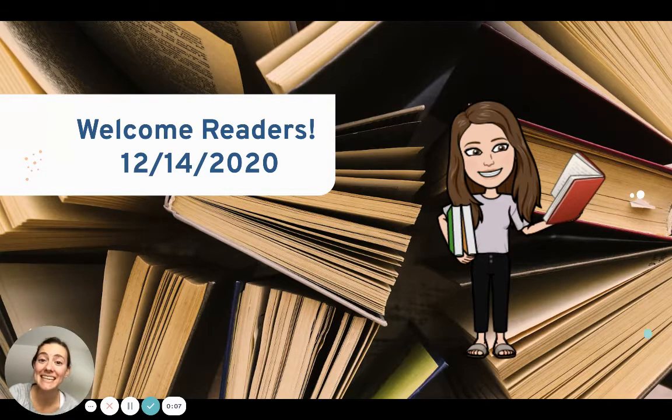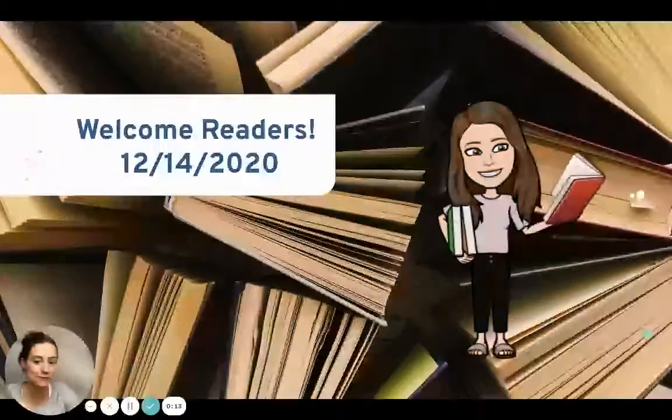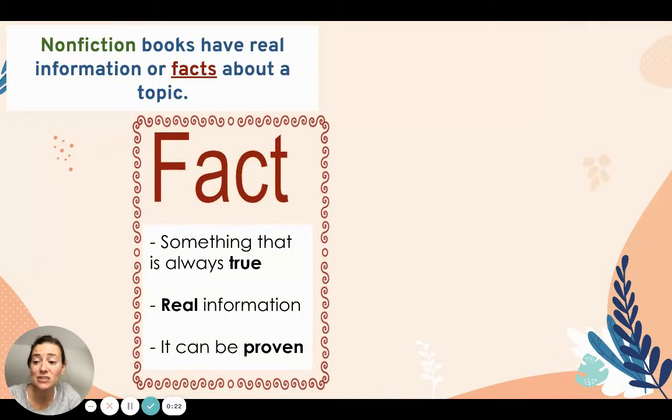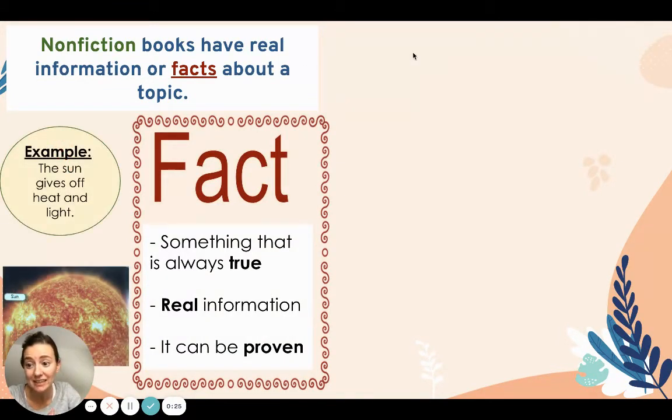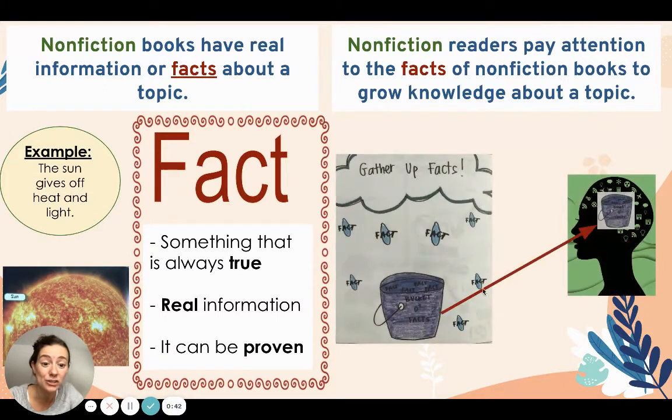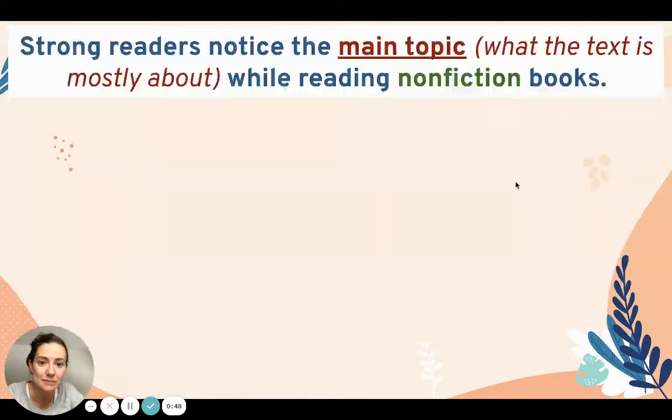Today we are going to continue practicing figuring out the main topic of a nonfiction text and gathering those facts, okay? So let's review. Remember, nonfiction books have real information or facts. A fact is something that is always true. It's real information. Take a look at our example. The sun gives off heat and light. That is a fact. I love the sun is not a fact. That's an opinion, okay? And nonfiction readers pay attention to those facts because that helps us grow our knowledge about a topic. So we want to gather up all those facts and help us learn more about something.